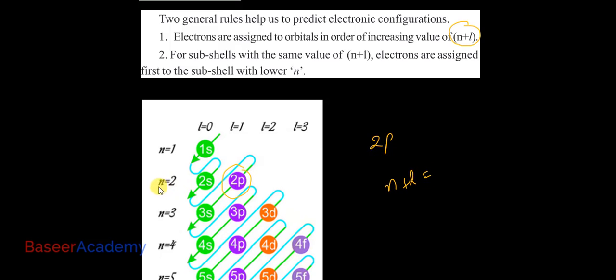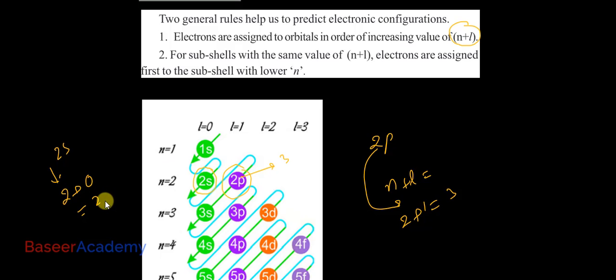For 2p, what is the n value? N value is 2. Plus, what is the L value? Go up and see here. The value of L is 1. So n plus L value is 3. For 2p, the n plus L value is 3. And let us consider 2s here. For 2s, what is the n plus L value? N value is 2. What is the s value? S value is 0. 2 plus 0 is 2.